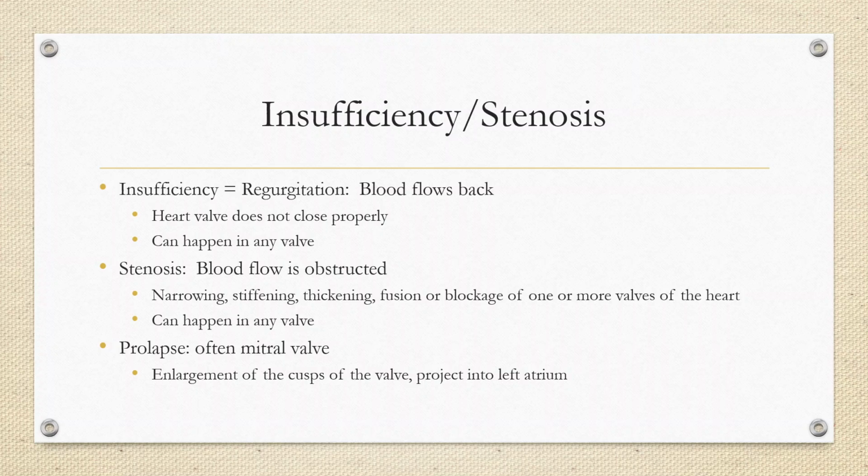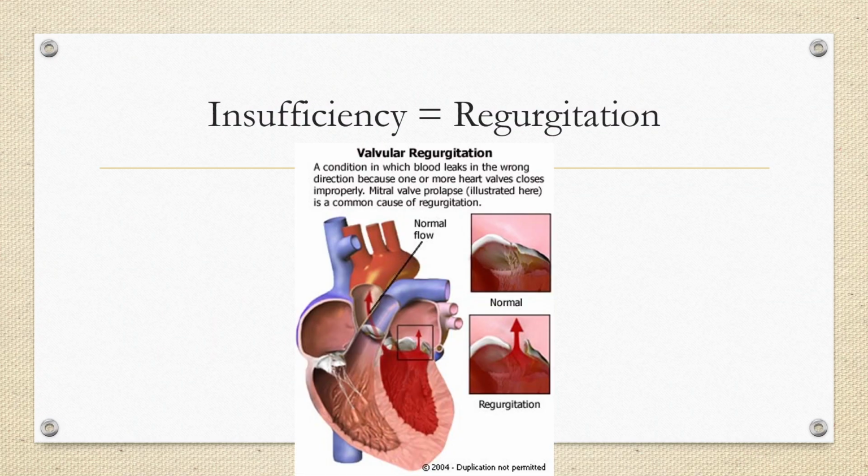We also see prolapse, and the mitral valve is the most often impacted. So we'll talk about mitral valve prolapse, or MVP. With this one, we see an enlargement of the cusps, and they end up projecting into the left atrium. Any one of these can cause chest pain. Again, they're going to be diagnosed with things like an echocardiogram, EKG. Here's a picture here that kind of shows what regurgitation can look like.